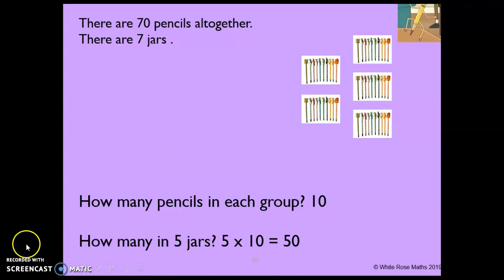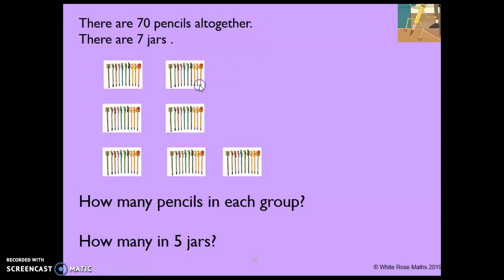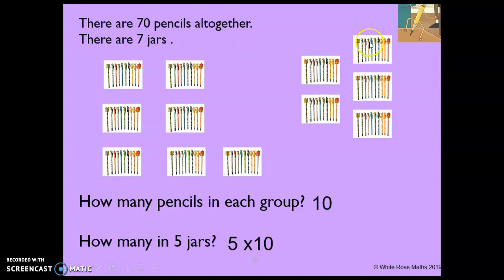If we were doing, there are 70 pencils altogether, 7 jars. So if I share them between 7 jars, I should have 10 in each. Okay. How many in 5 jars? So now I know how many is in 1 jar. I can use my knowledge from the first part of the question to work out the second part of the question. So 5 jars, 1, 2, 3, 4, 5.